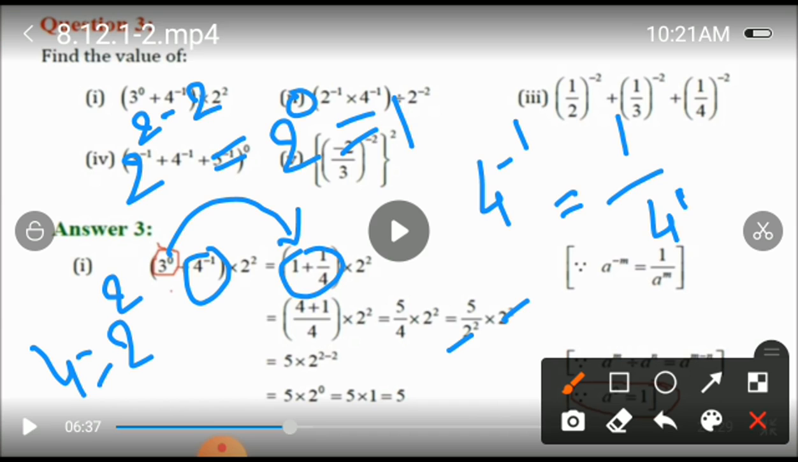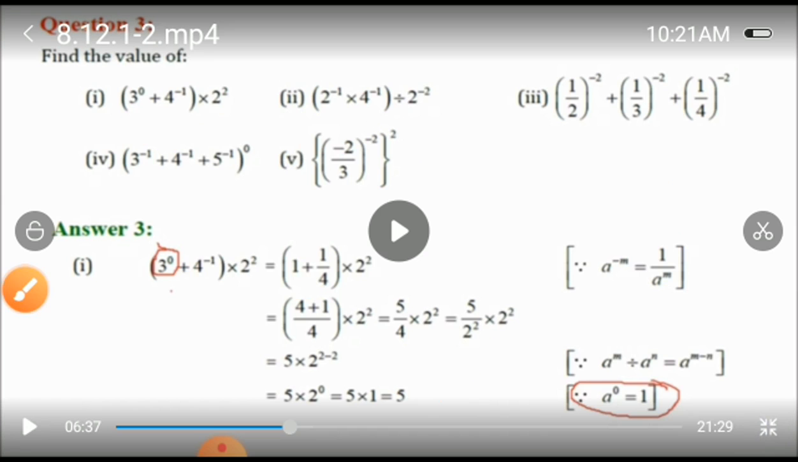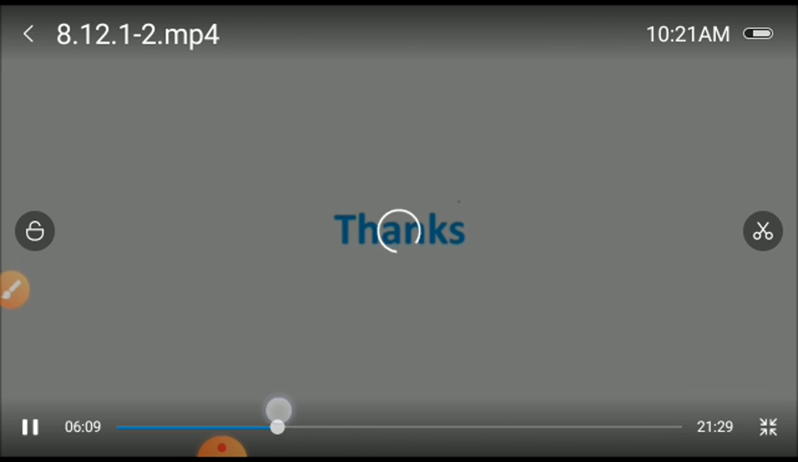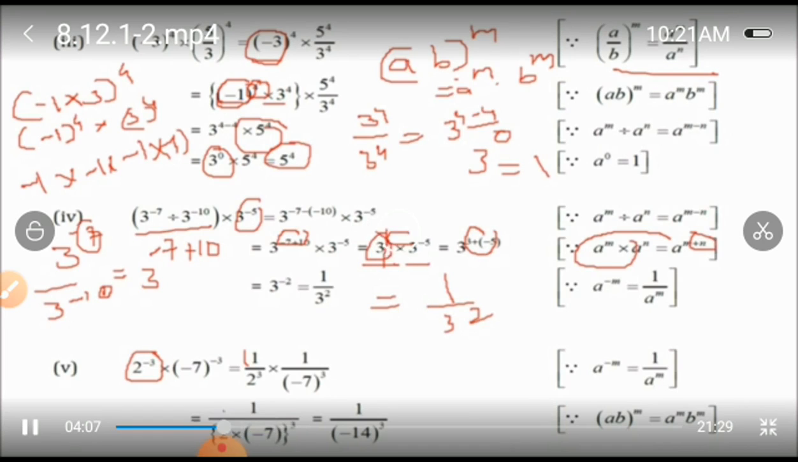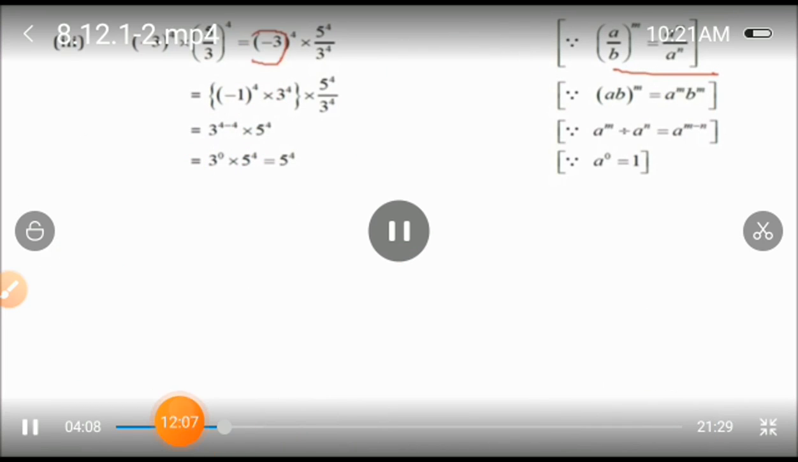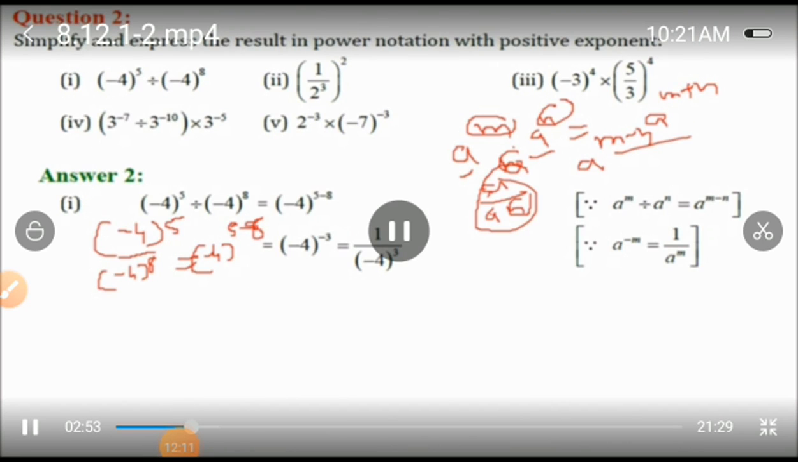Okay. So 5 into 2 raised to 0 will give me 5 into 1, and the final answer is 5. Here the rule is written. Correct, beta? You are right, my dear student. That is the right one. Easy? Let's check the other answers also.